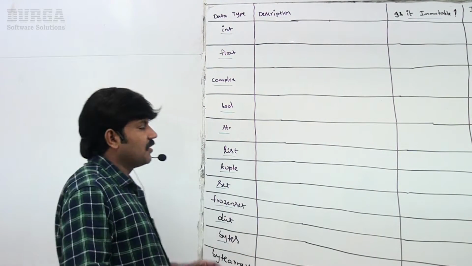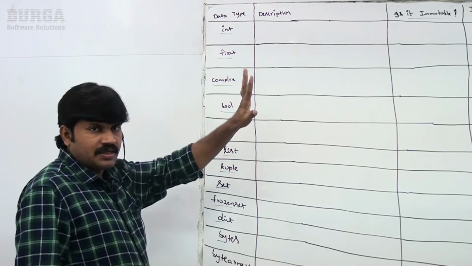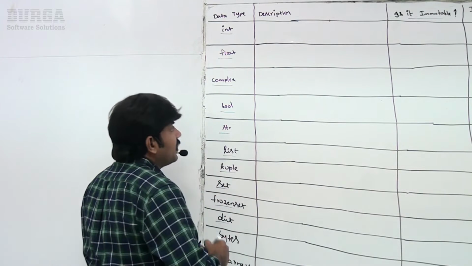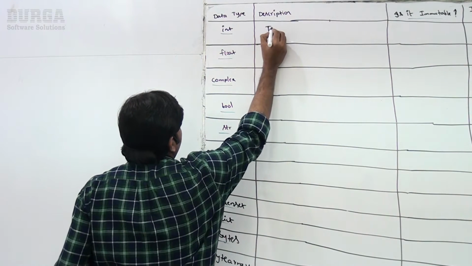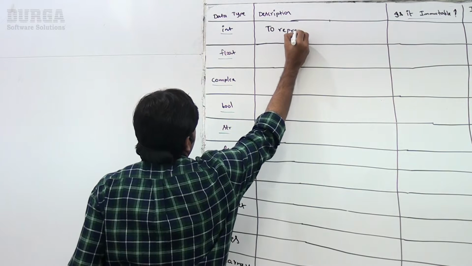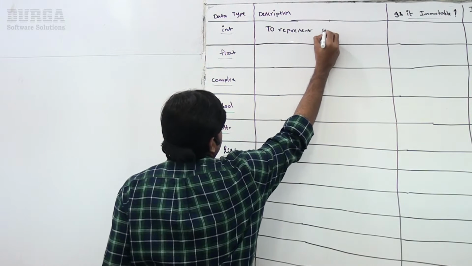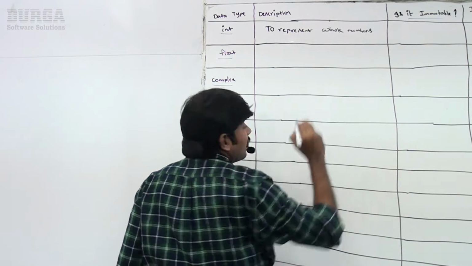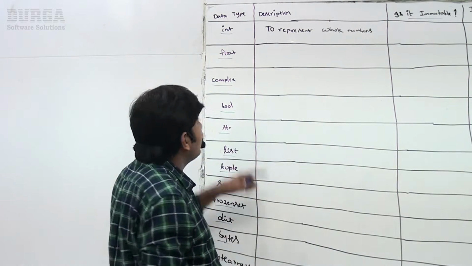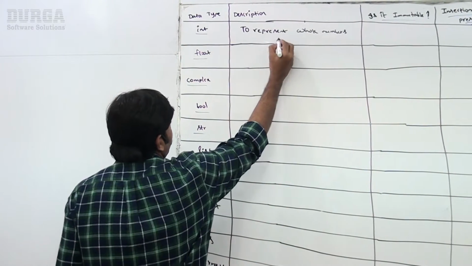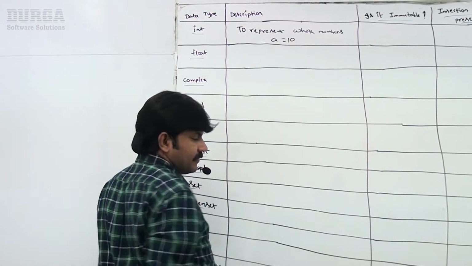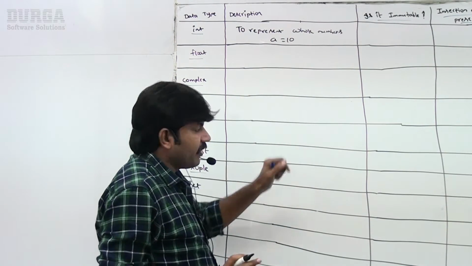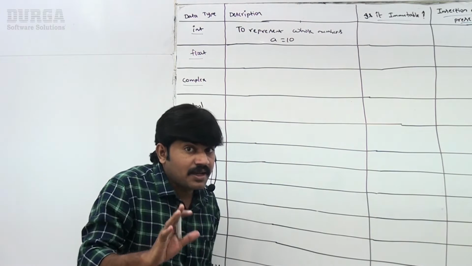Just observe carefully. What is the first data type? Int. What is the description for the int type? Just to represent whole values, whole numbers or integral numbers. For numbers without any decimal point, we go for int. Best example, a = 10. This number does not have any decimal point.